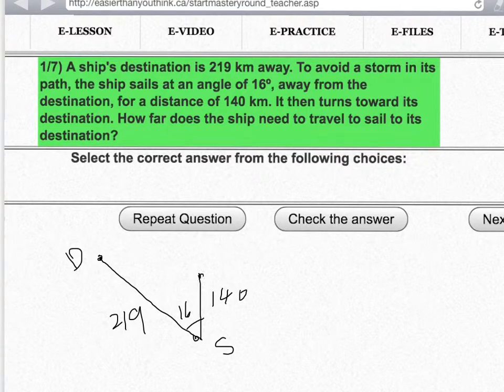Now the point is, what is the distance? And then it turns left, the storm is gone. The question is, what is the distance here? This is what you have to find. How far does the ship need to travel to sail to its destination? Okay? So this is what you have to do.